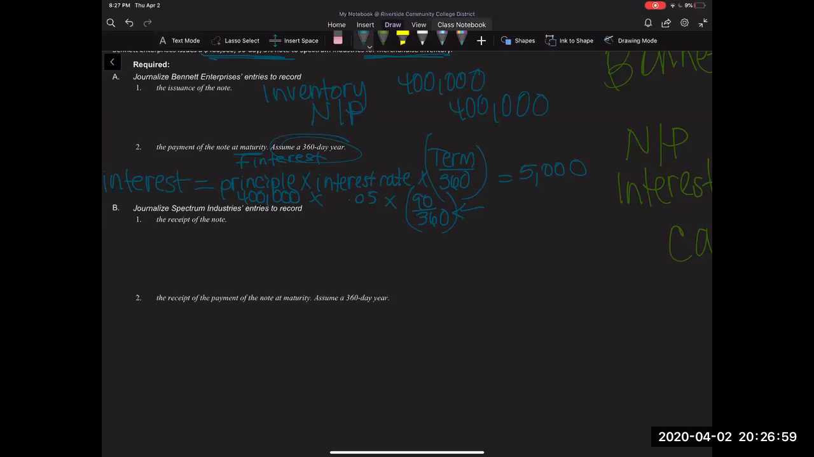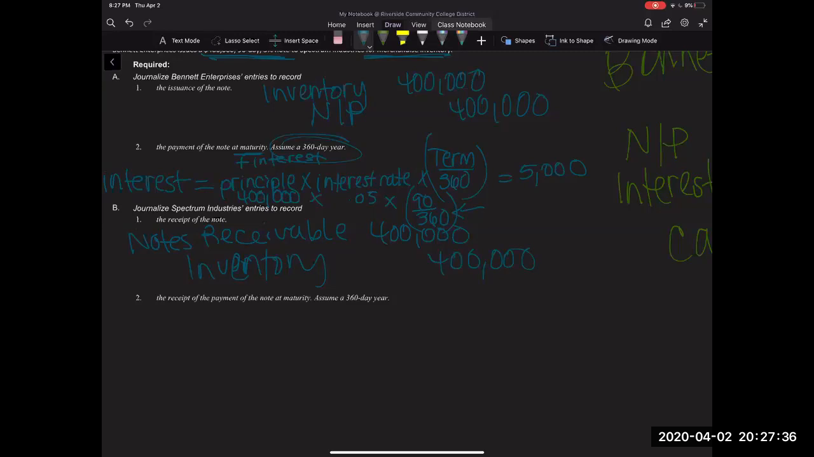it really quickly. So for them, they're going to recognize the debit of accounts. No. The debit they're going to receive is notes receivable. Okay, so I should write that out because I don't want to confuse anybody. So the debit is going to be to notes receivable in the amount of the $400,000. And then their credit is going to be inventory, right? That's what they're giving up.